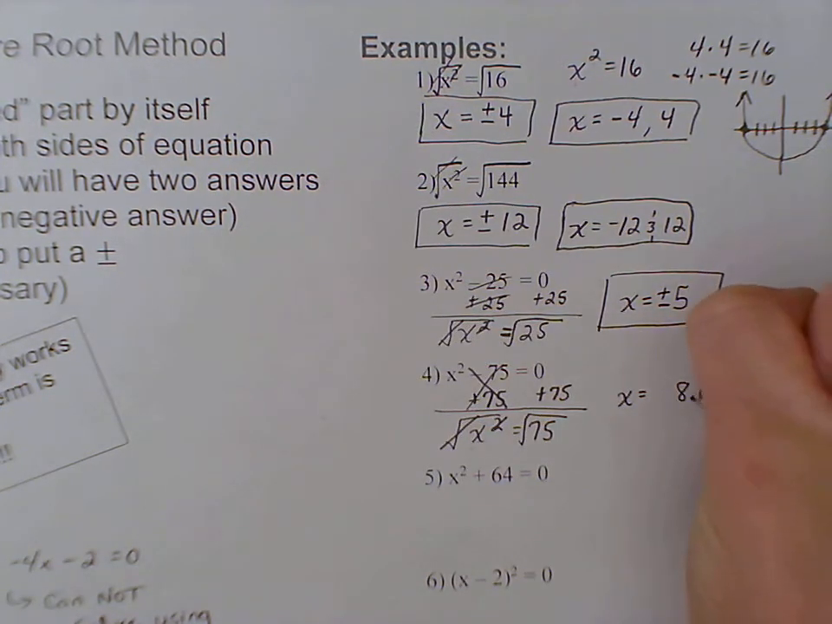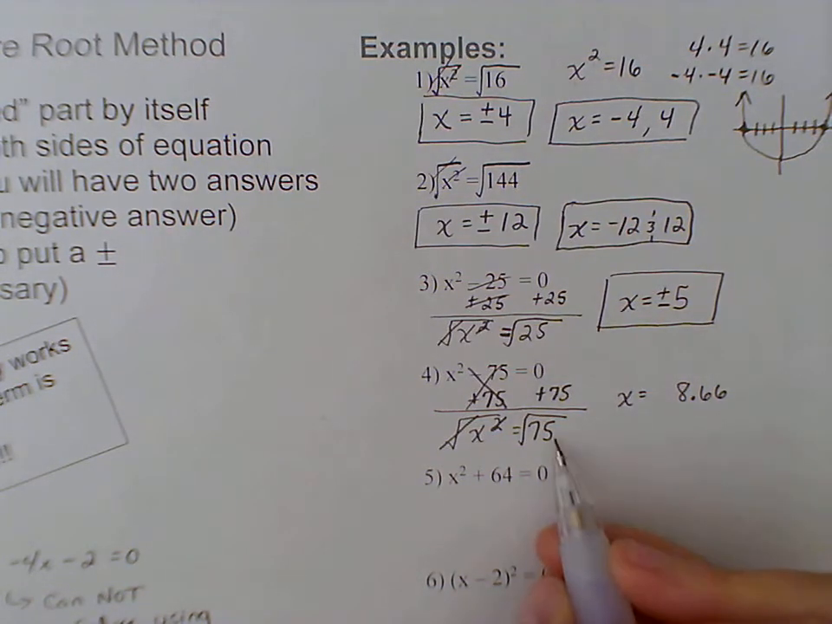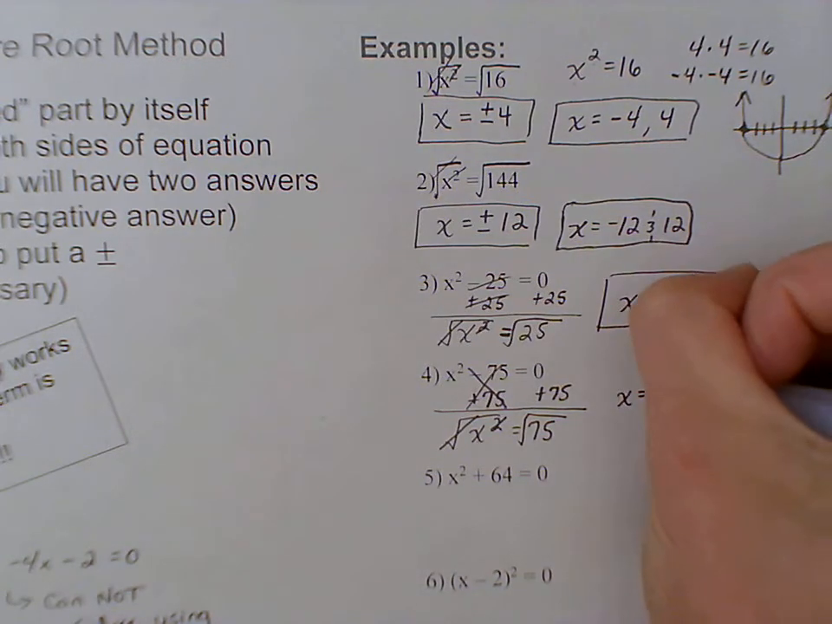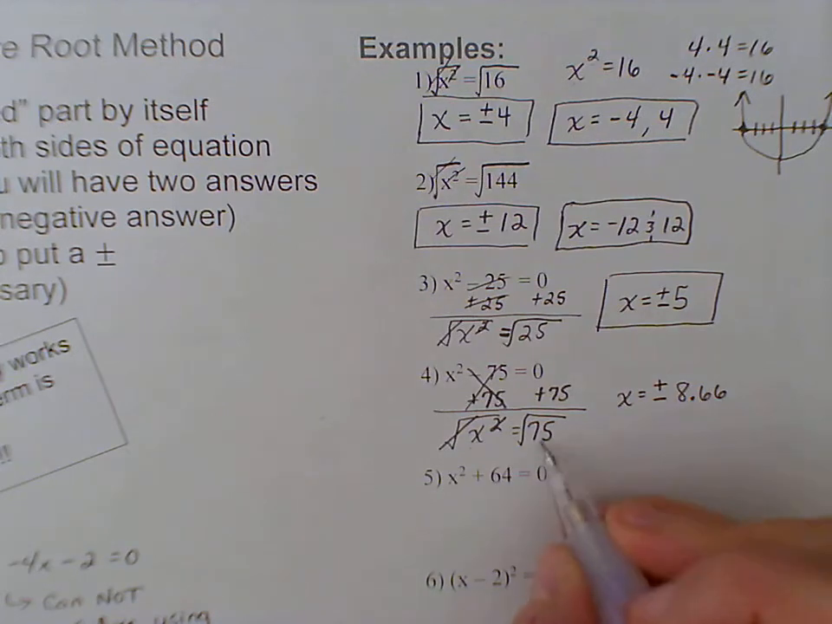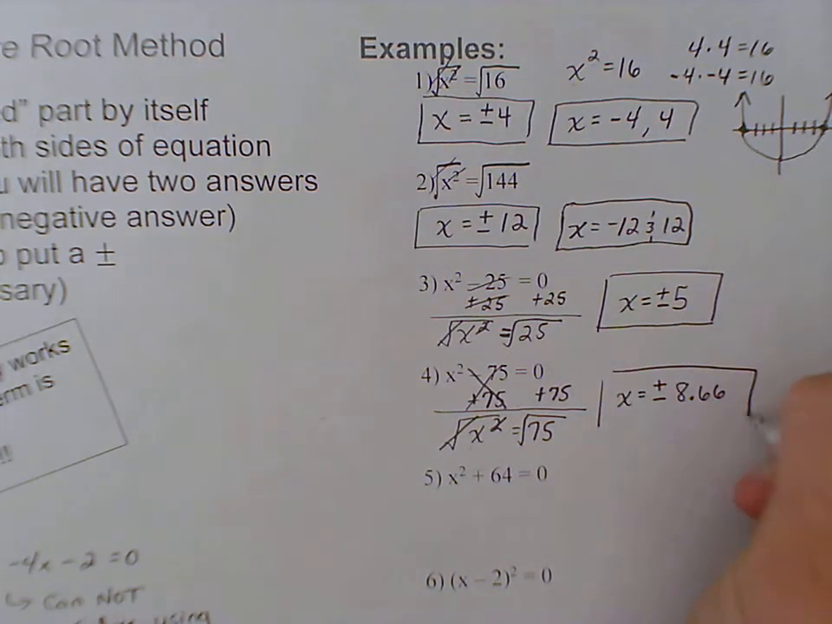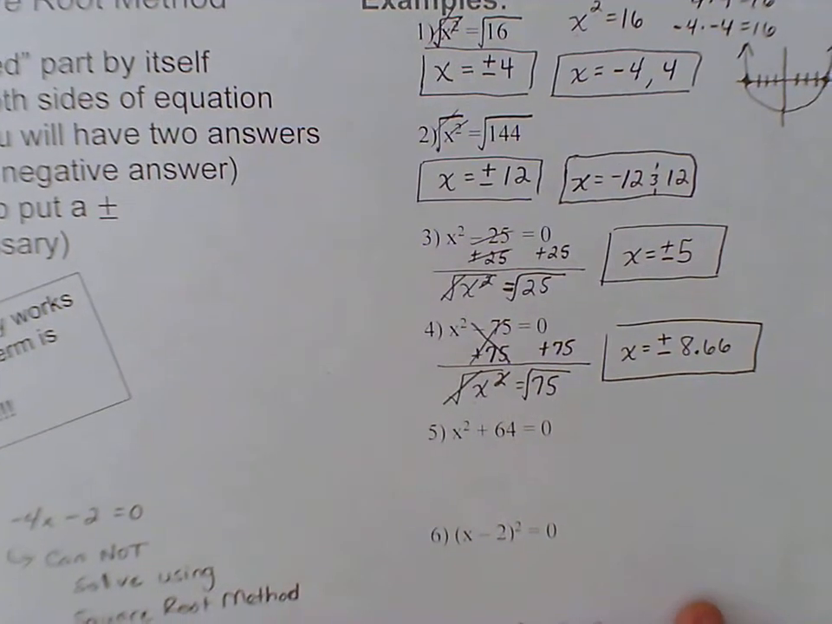8.66. But remember, there's two numbers that'll work. If you take 8.66 times 8.66, it'll give you 75. But also if you take -8.66 times -8.66, you'll get the 75 too. So don't forget to put your plus or minus. Anytime you square root, just remember to put your plus or minus, because there's technically two answers that work, okay?